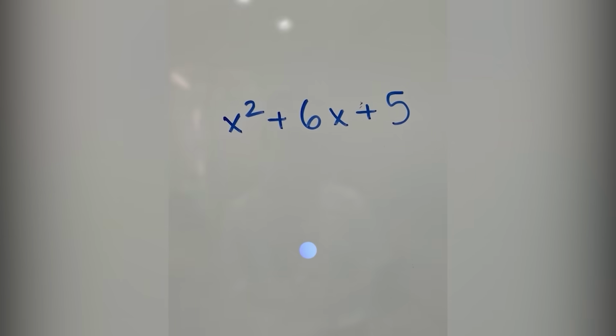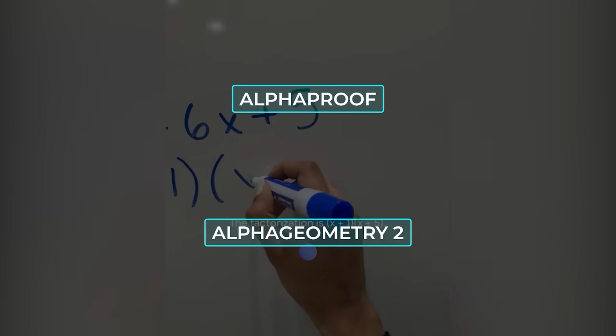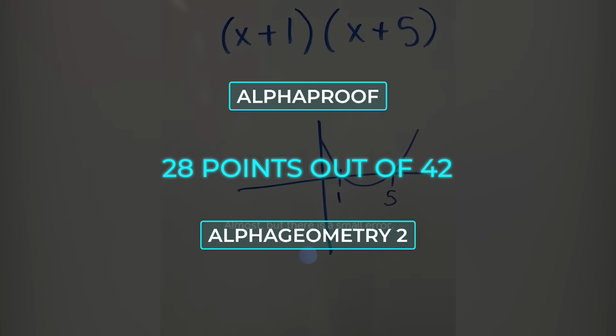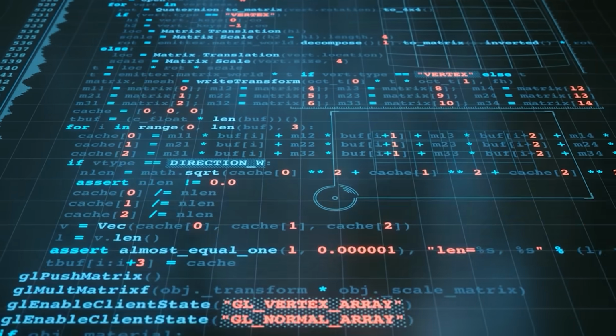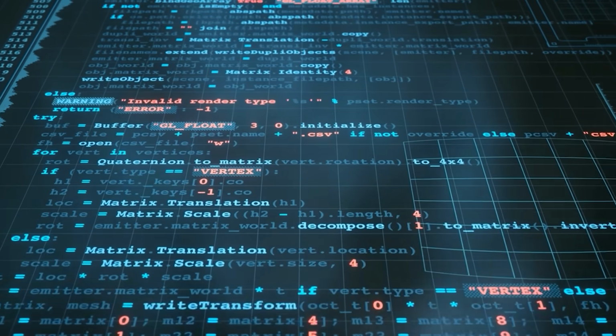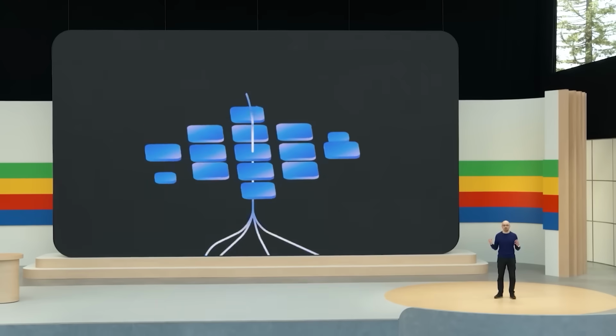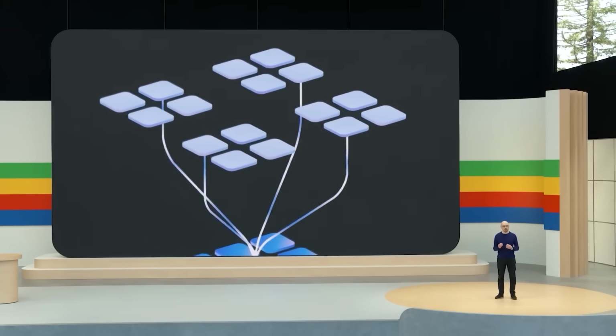Last year, DeepMind's models AlphaProof and AlphaGeometry 2 managed to score 28 points out of 42, which is silver medal level. They needed help translating problems into formal logic languages, and the whole process took 2 or 3 days. Impressive, but not human level yet.